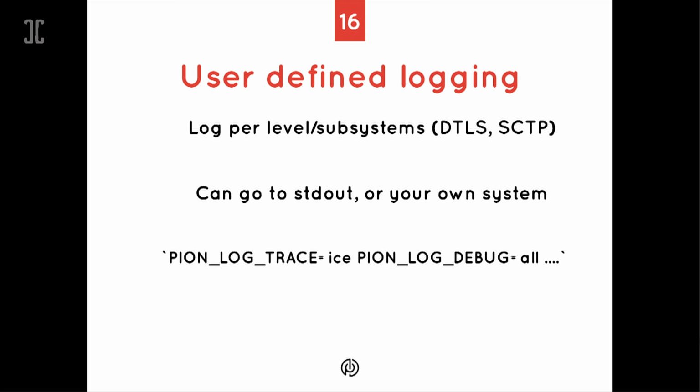And it also doesn't have to go to standard out. It can go to any sort of user callback. So in the RTC peer constructor, you can specify, okay, here's this callback, and then you just have to satisfy trace, debug, warn, and that's it. So a lot of people are sending out to whatever logging system that they prefer.